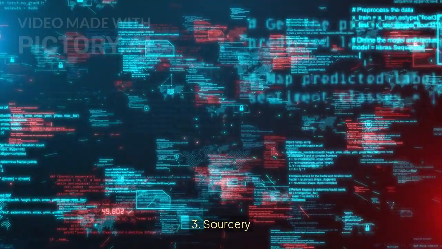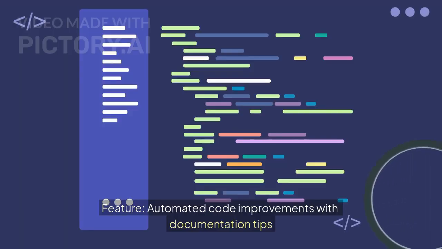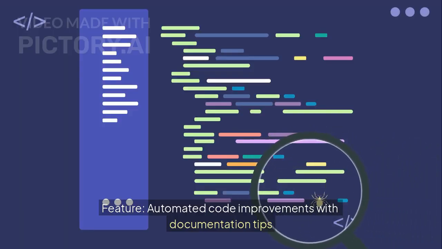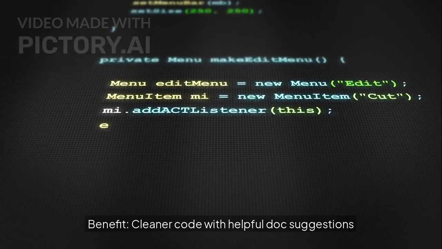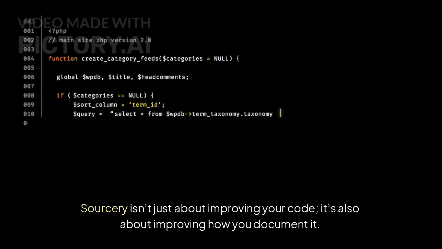3. Sorcery. Feature: automated code improvements with documentation tips. Benefit: cleaner code with helpful doc suggestions. Sorcery isn't just about improving your code. It's also about improving how you document it.